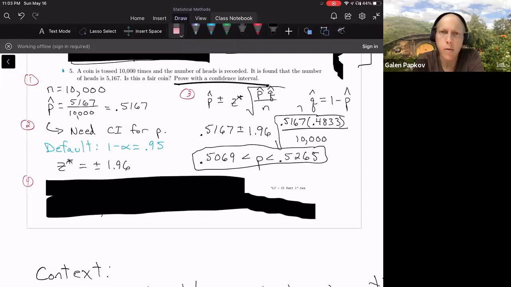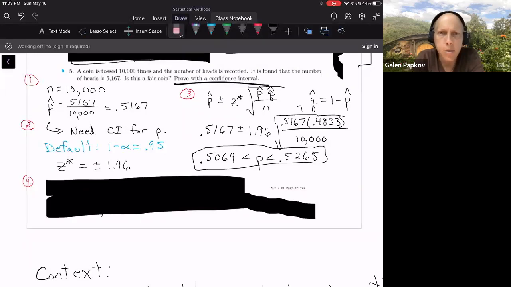Now when we're dealing with proportions, percentages, probabilities, I typically go 4 decimal places. And so that's what I did here. I do that just because tables with probabilities typically have probabilities to about 4 decimal places. And so that's kind of my philosophy. Notice that I have p in the middle, not p hat. So p is somewhere between 0.5069 and 0.5265.